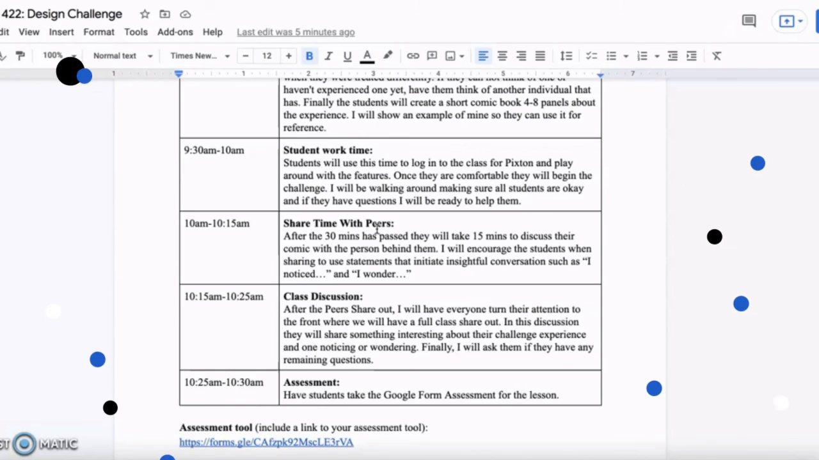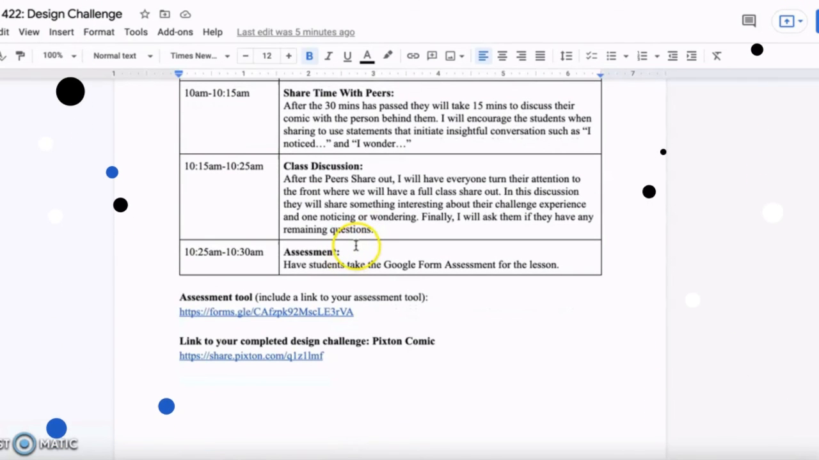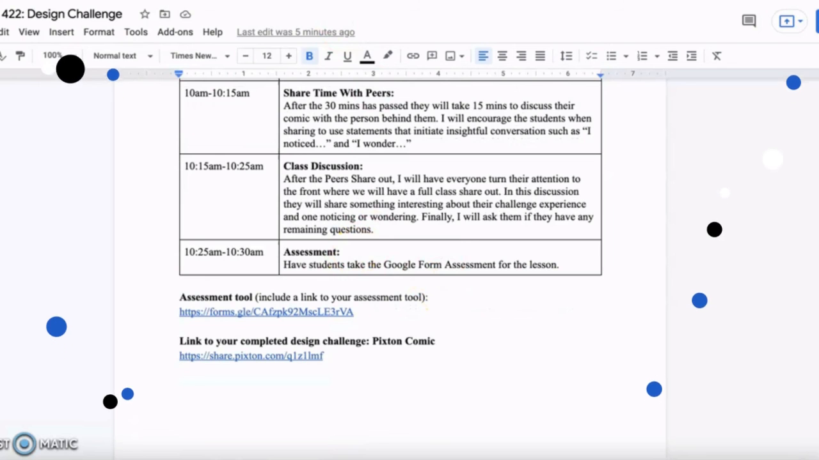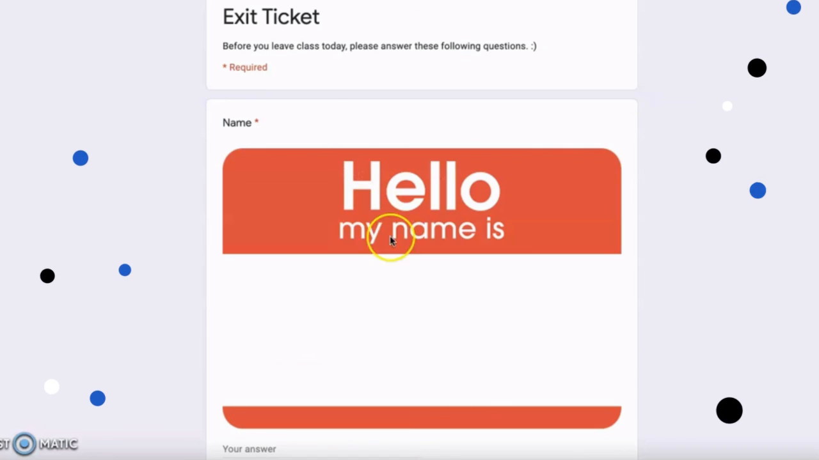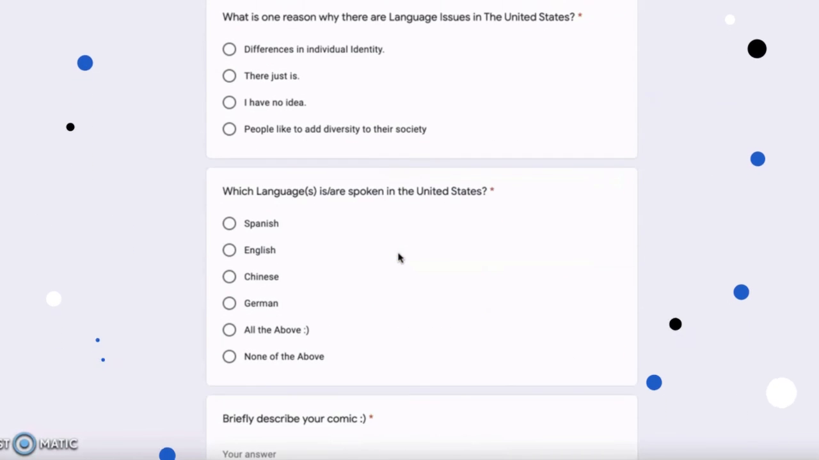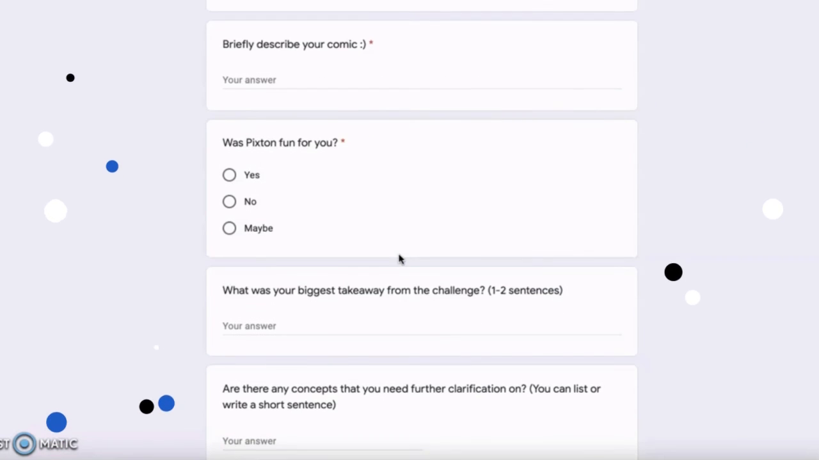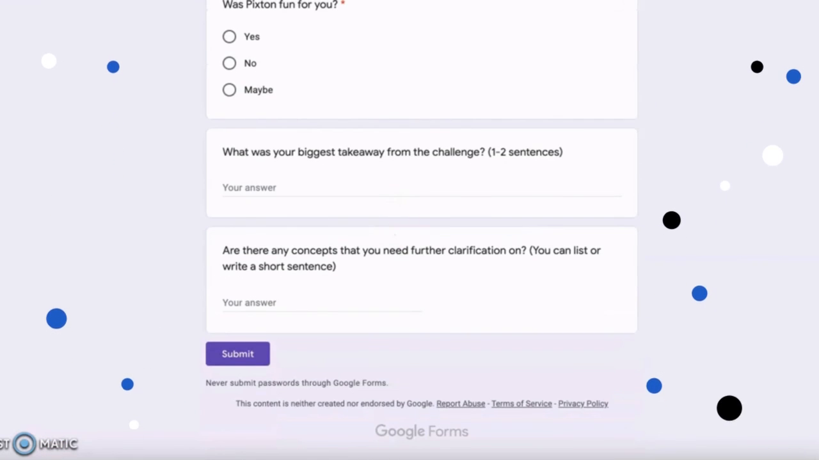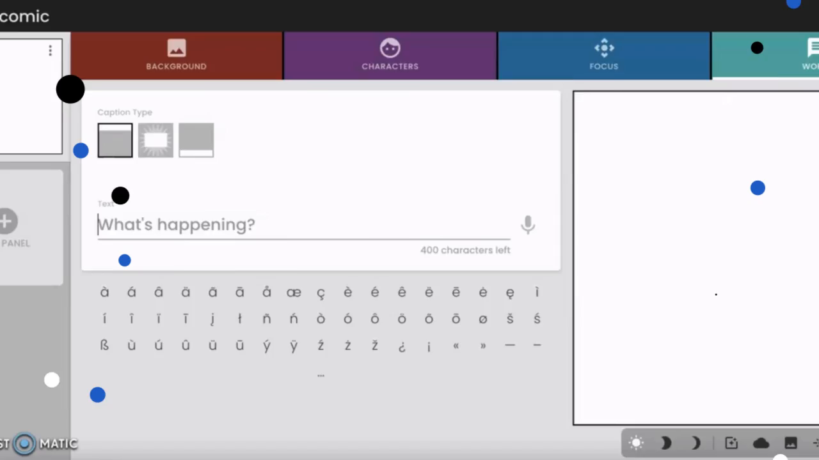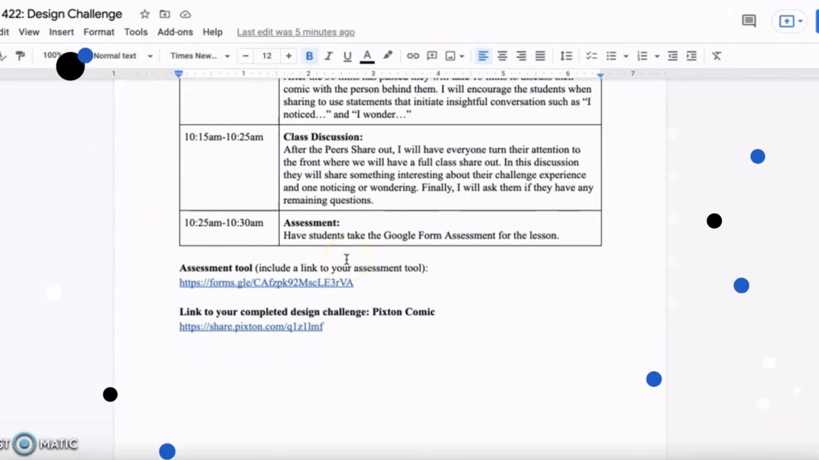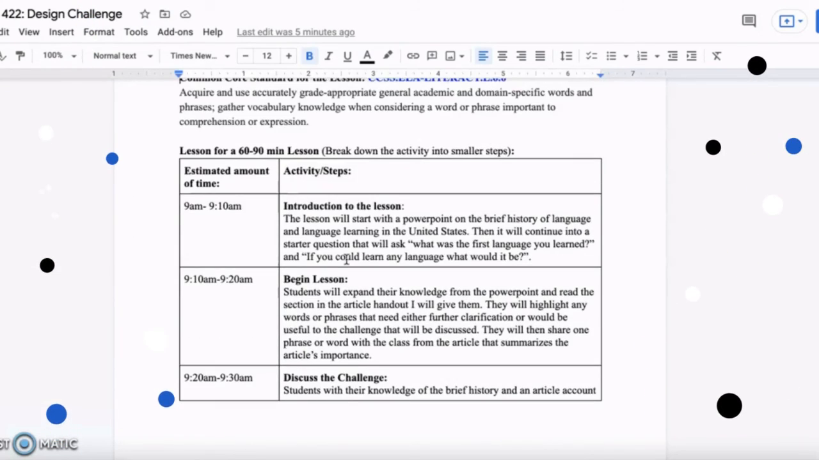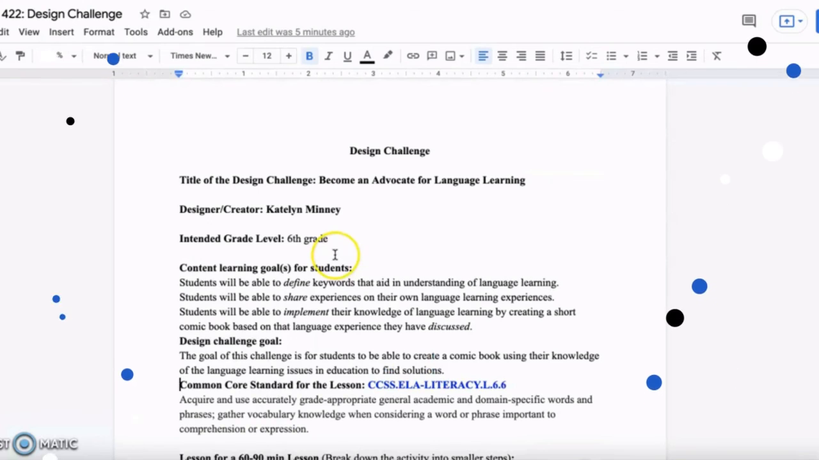The class discussion will appear after the peer share out, and everyone will turn their attention. We will all get a conversation starting on one noticing and one wondering about that share time and our work time. And then I will ask if they have any remaining questions. The final portion will be the assessment. Students, before they leave, will have an exit ticket, in which they will put their name, and questions based on what they learned, sharing their comics so I can see what they started. And that will be the conclusion of this design challenge.